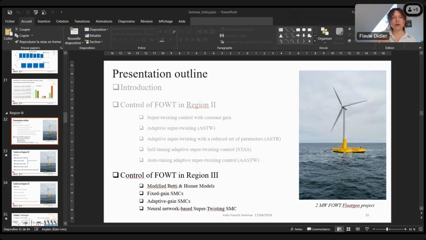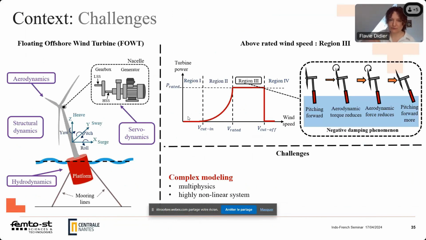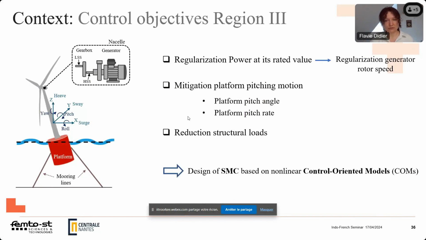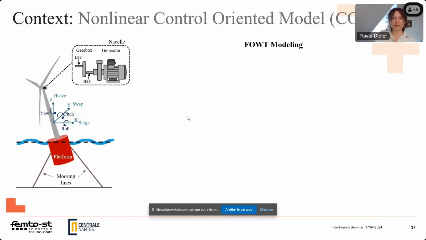Here, we want to achieve the control objectives in region 3, so the regularization of power at its rated value. We focus on region 3 with the negative damping phenomenon. And this time, for achieving the control objectives in region 3, we want to use nonlinear control-oriented models that will be adjusted to synthesize the controller. So we don't want to use linearization around operating points.